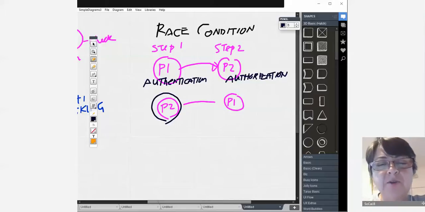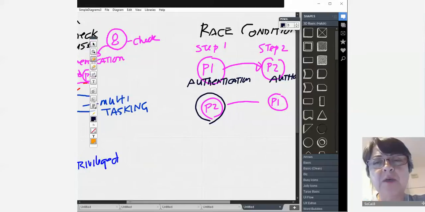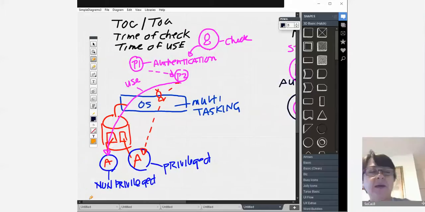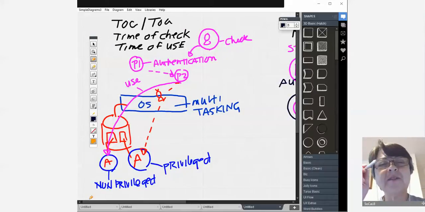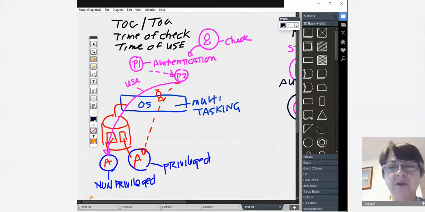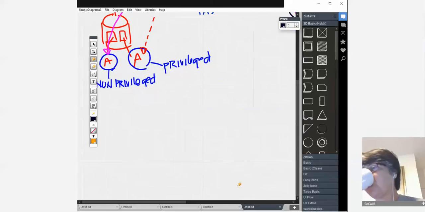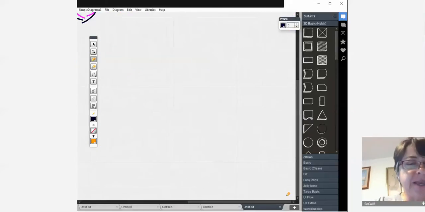I'm not exactly sure, I don't have a real picture in my head of how you would use a TOC/TOU attack. But let me give you an example. Okay, let me give you an example, and you tell me if this is a TOC/TOU attack or a race condition attack. Okay, so here goes the example. I'm going to scroll down and go to the right.